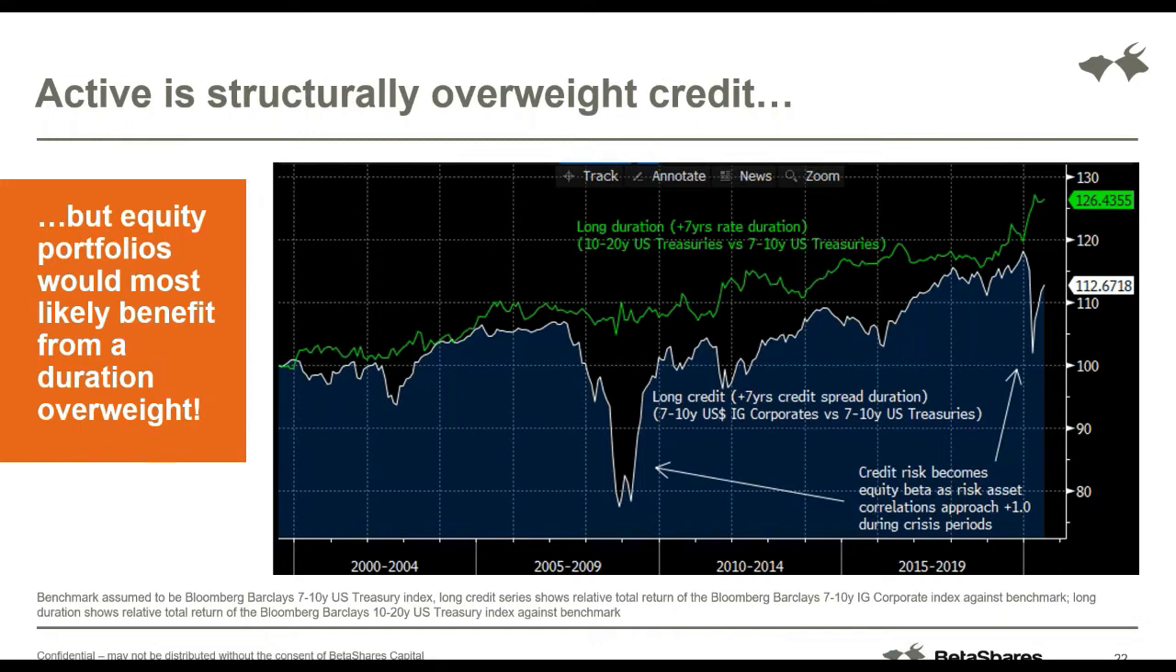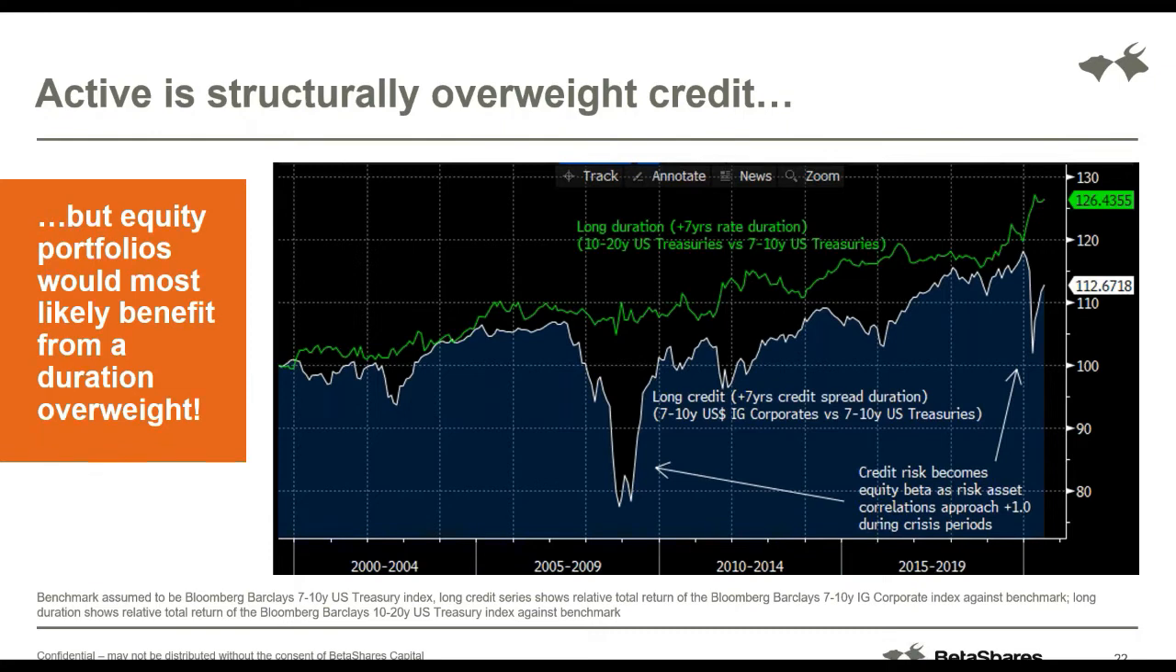And visually, this is what a long credit bet looks like versus a long duration bet. So the green line visually shows a long duration bet. That is just the relative return of very long dated treasuries versus 10-year treasuries, whereas the white line is an example of a long credit bet, which is a position in 10-year investment grade corporate bonds versus 10-year treasuries. And what do we see?